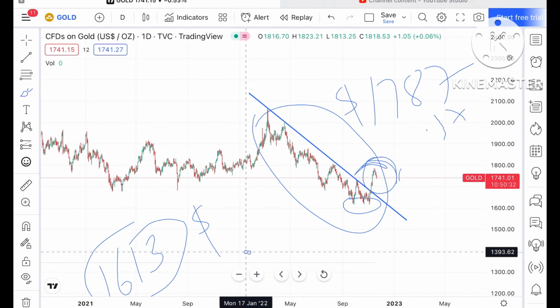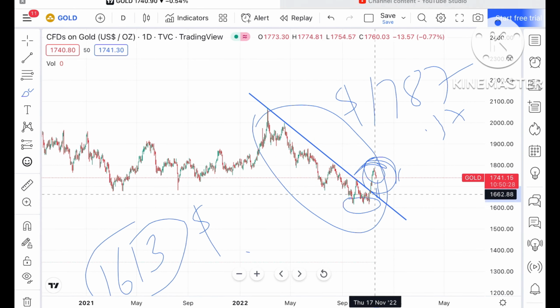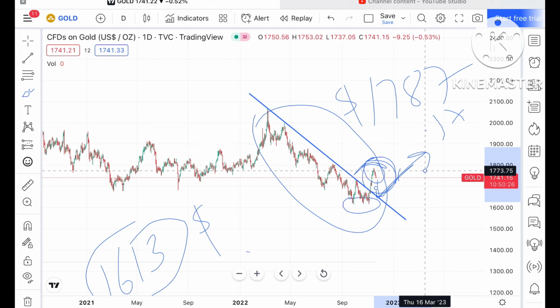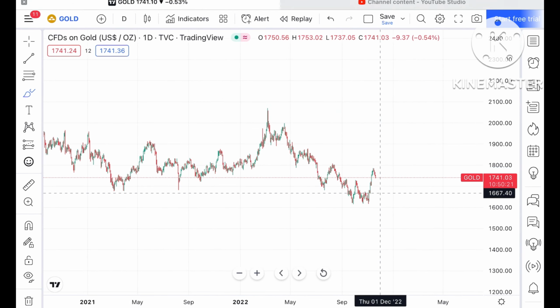One more important thing is that once this swing touches this particular zone or this trend line, then we can see it can bounce back and move further upside. So now look at this particular chart.